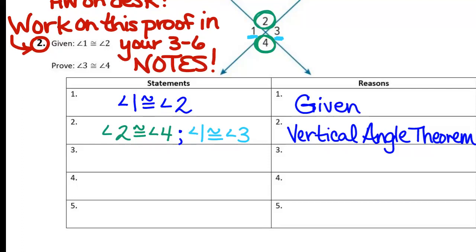Well, if I know that 1 is congruent to 2 and 2 is congruent to 4, what else could I say? 1 is the same size as 2 and 2 is the same size as 4. Yeah. 1 would have to be congruent to 4.